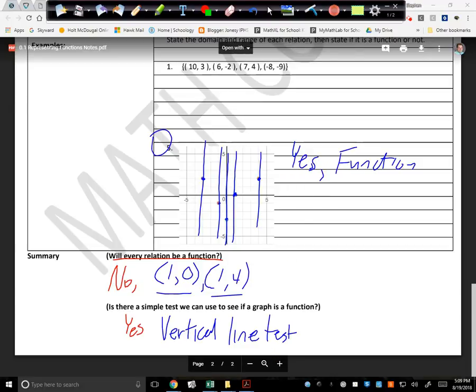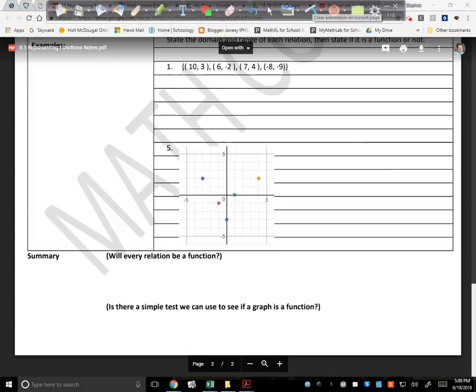That's all there is to it. Vertical line test, really easy, comes in handy quite a bit. Okay, so that's all there is for this lesson.